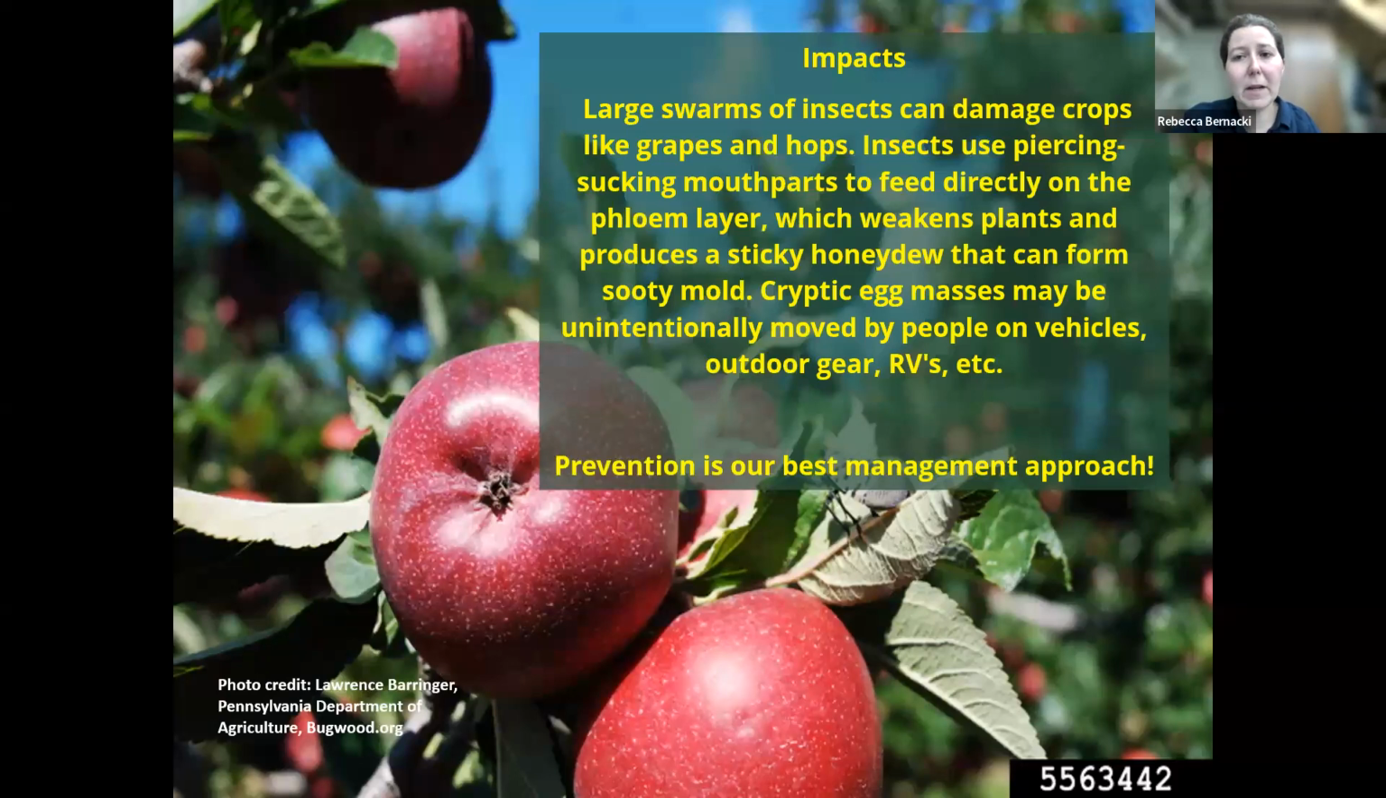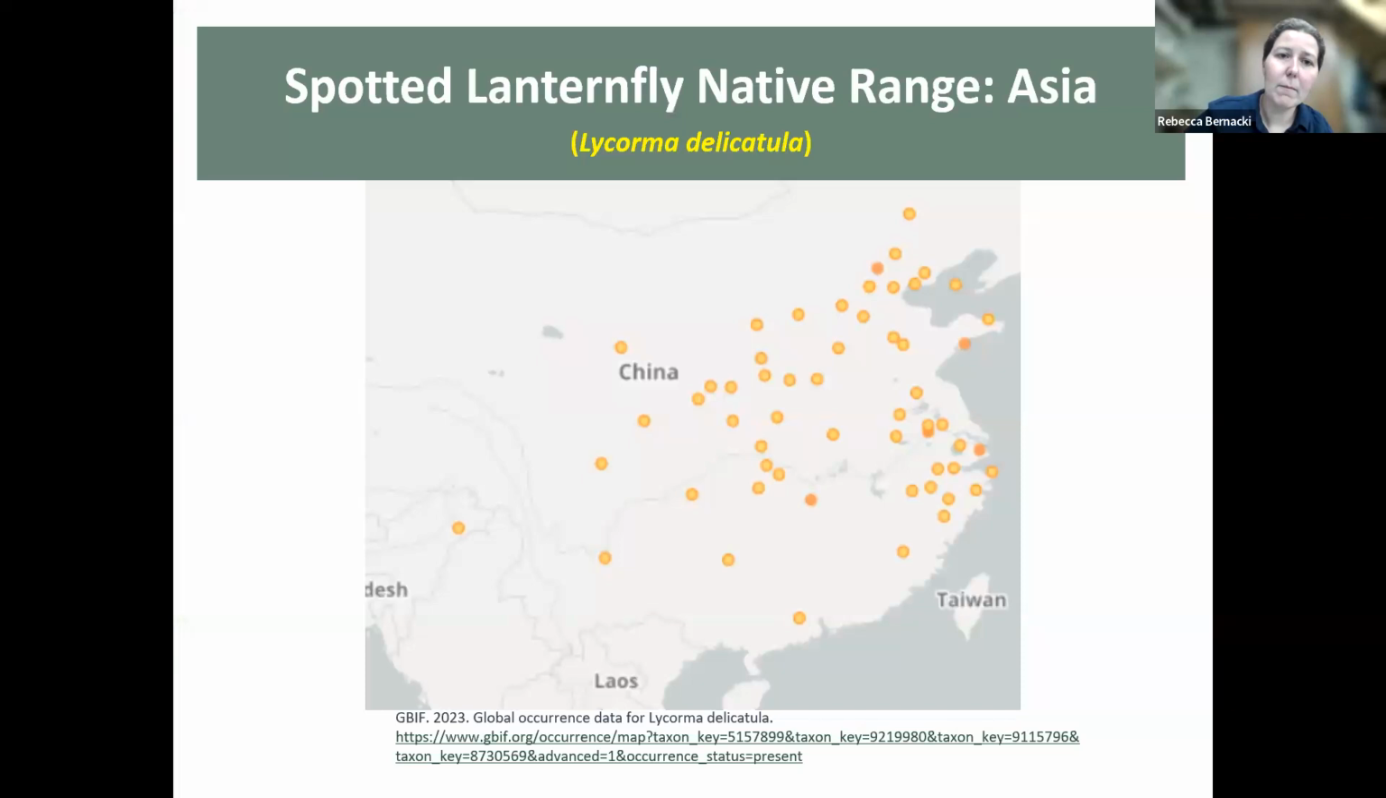Prevention is really our best management option here. So if you're moving equipment into the region of the state, or outside of the state where this insect is present, always check for those egg masses before moving something here. Spotted lanternfly's native range is Asia, as we can see here on this map of global occurrences.